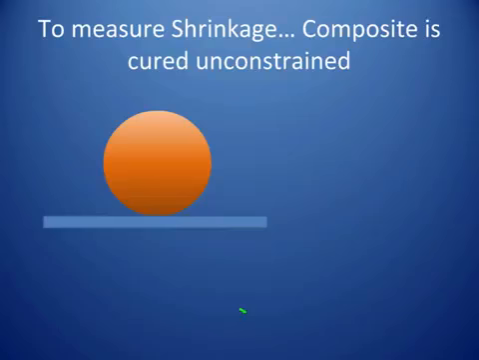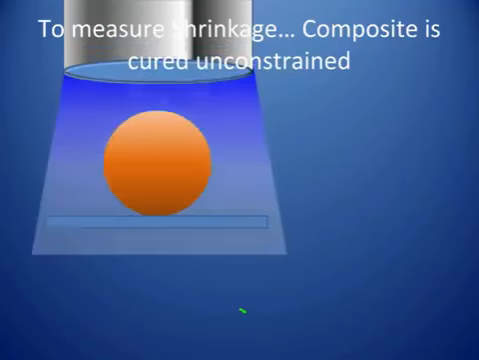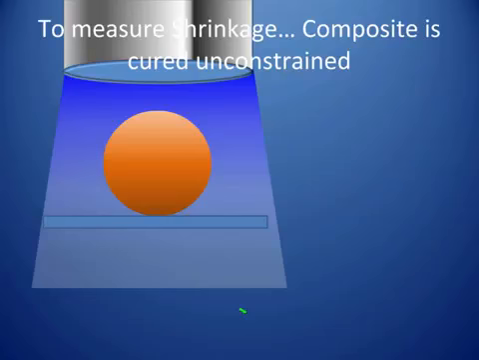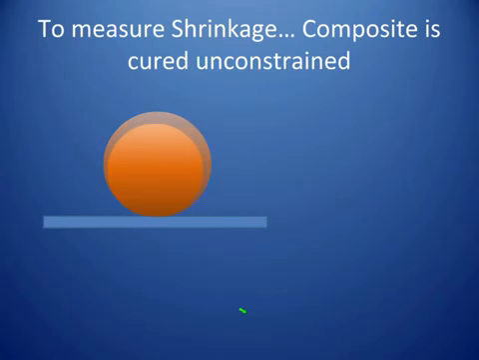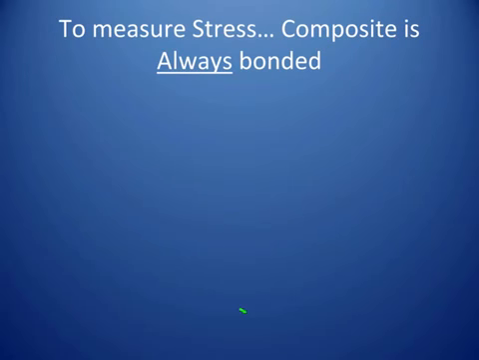So what we do is take a volume of material and apply a light source to it. We take a volume of that material pre-light application and then post-light application. The difference between those two measurements is volumetric shrinkage. That's interesting, but in reality, we never apply composite into the tooth that way. Composite is always bonded to the tooth. So there's a much more relevant mechanism to look at, and that's stress.